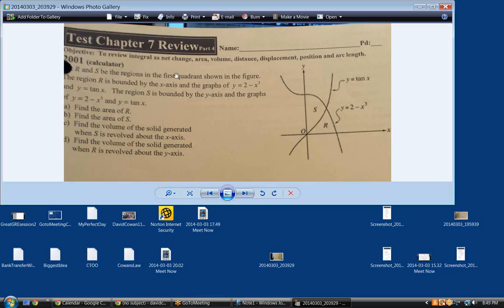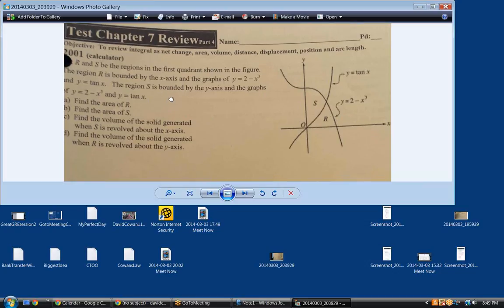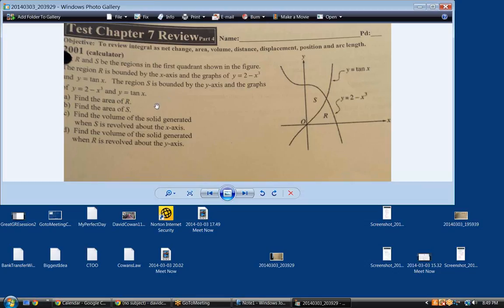Let R and S be the regions in the first quadrant shown in this figure. Okay. The region S is bounded by that. Find the area of R. Okay, there's 2 ways to do calculator stuff. What are the 2 ways to do this?